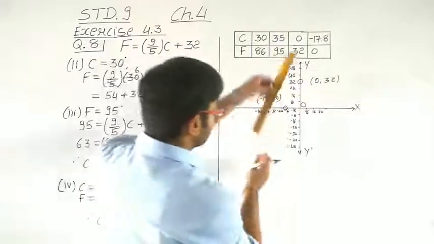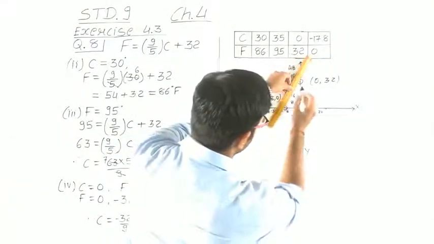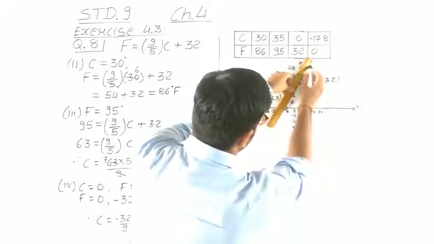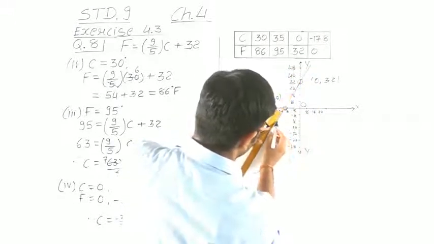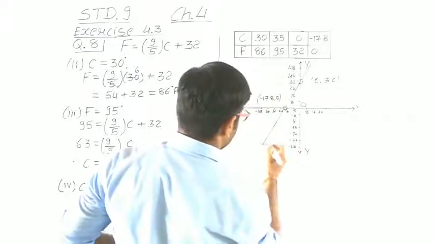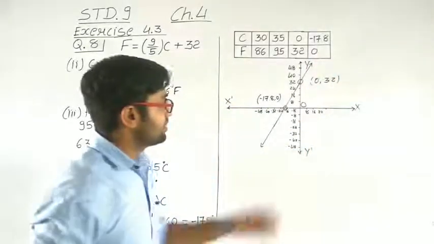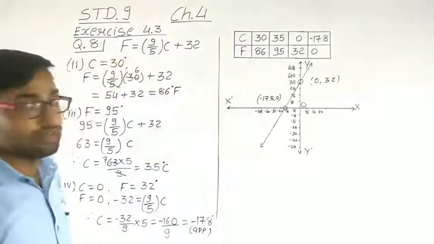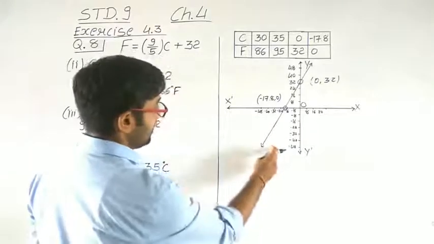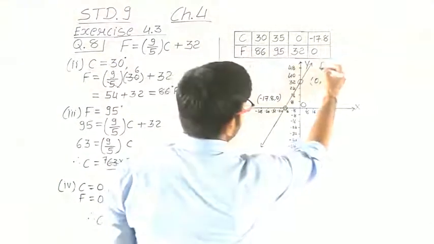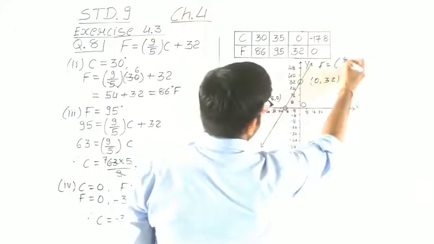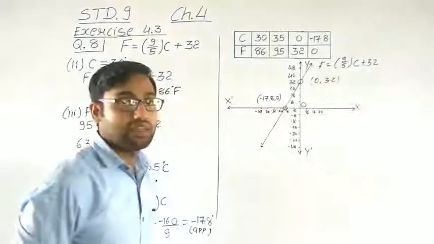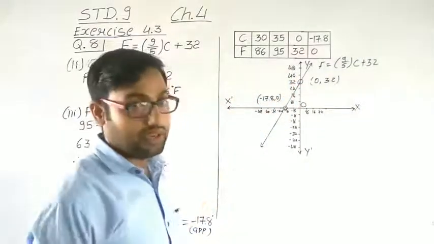Now when we join these 2 points, we get a linear graph. Right? So this is the graph of the situation that we have been given in this linear equation. We have to write down which line this graph is of, that is F is equal to 9/5 into C plus 32. So this is the graph that we have to draw.